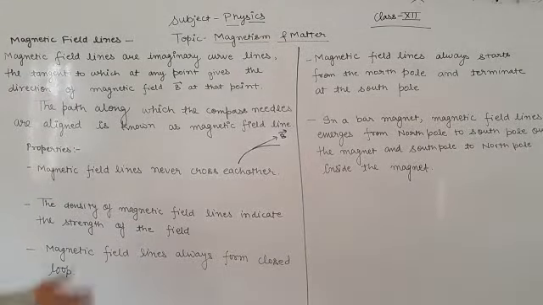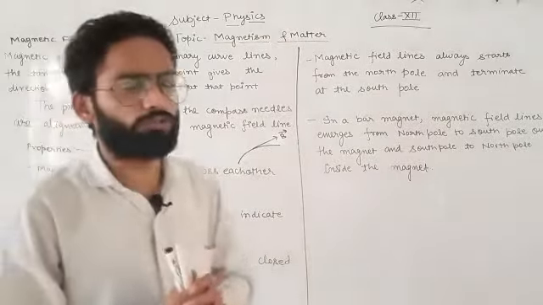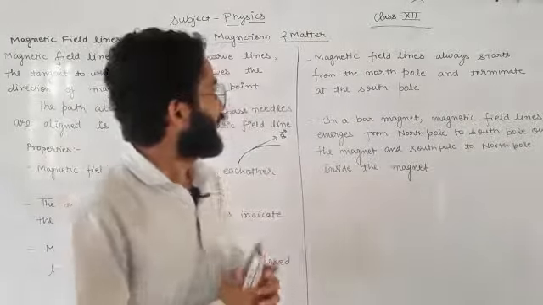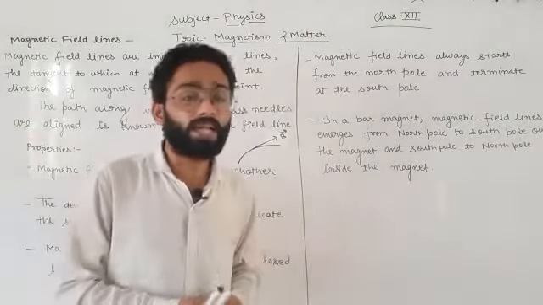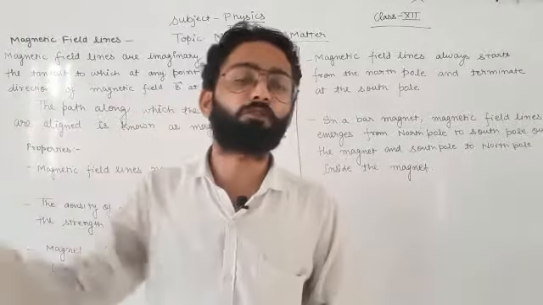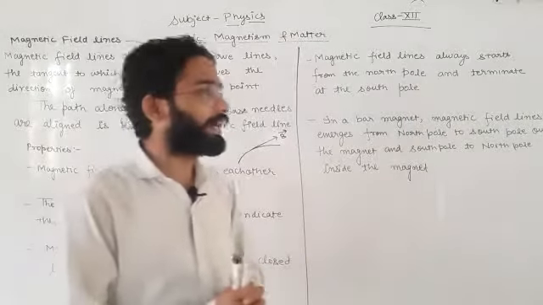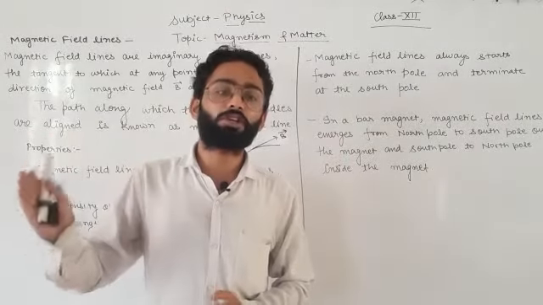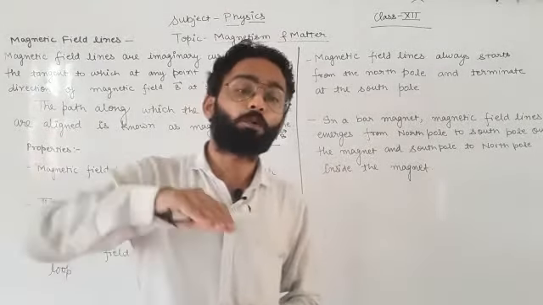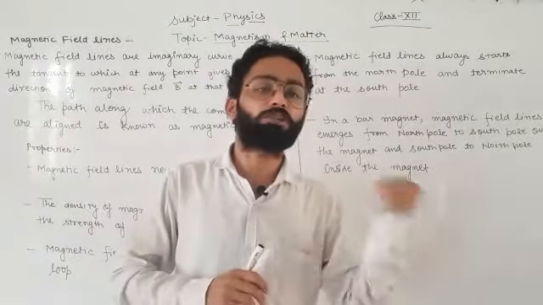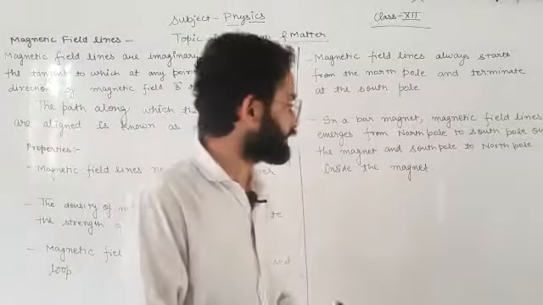The next property is that magnetic field lines always form closed loops. Another property of magnetic field lines is that they always start from the north pole and end on, or terminate at, the south pole. For a bar magnet, the magnetic field line starts from the north pole to the south pole. It traverses the path from north pole to south pole outside the magnet and south pole to north pole inside the magnet. How?